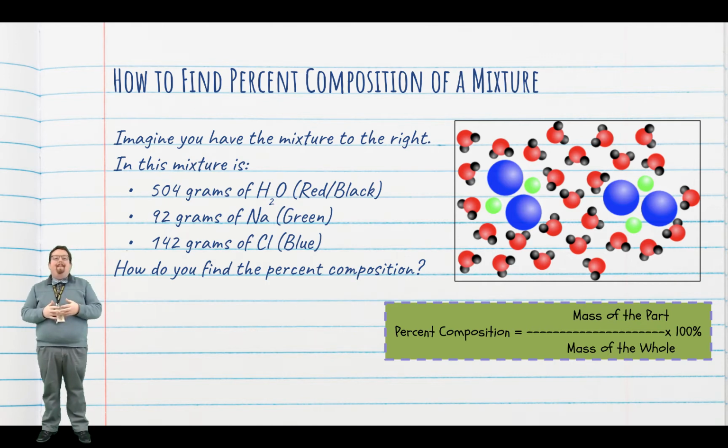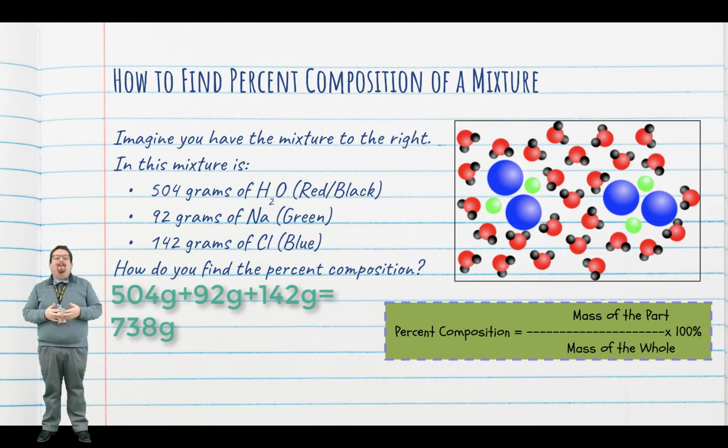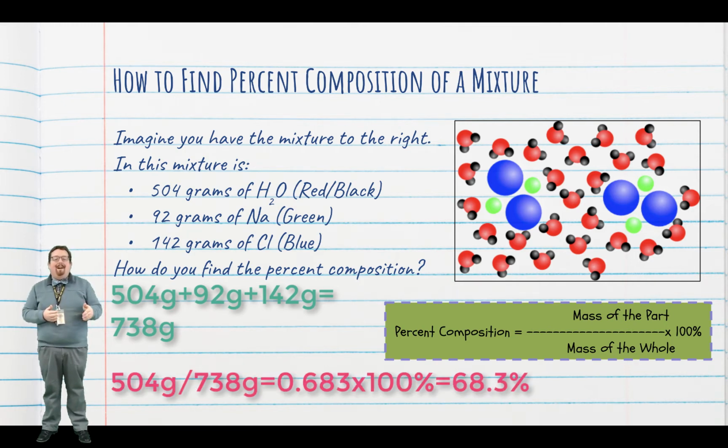Well, first you find the mass of the whole mixture. In this case, 504 plus 92 plus 142 gives you 738 total grams of mixture. Next, you take the mass of your single part divided by the mass of the whole mixture. So, if I wanted the percent composition of water in this mixture, it'd be 504 divided by 738. This gives me about 0.683. Multiply that number by 100% and you'll find out that water makes up 68.3% of this mixture.